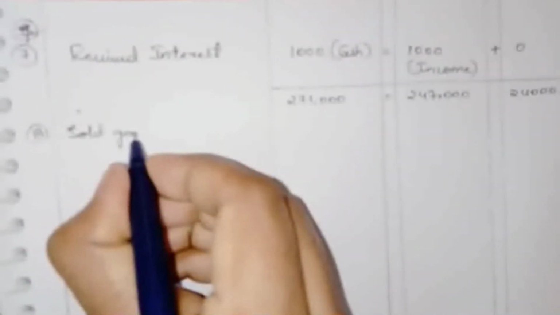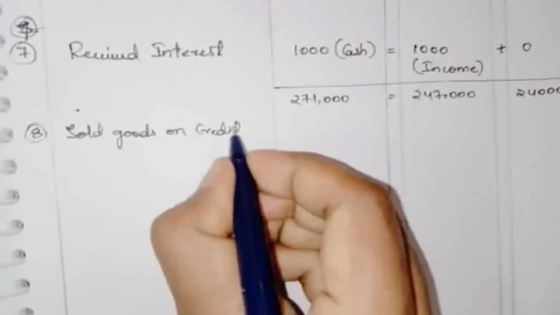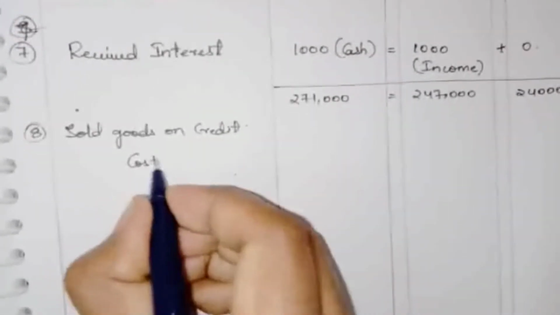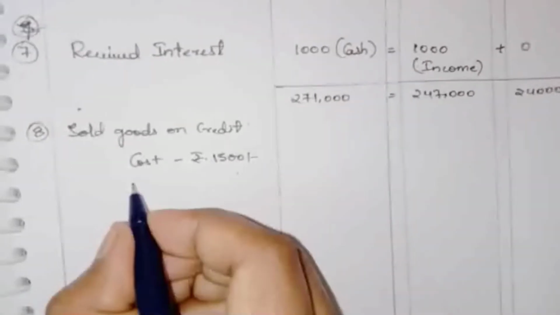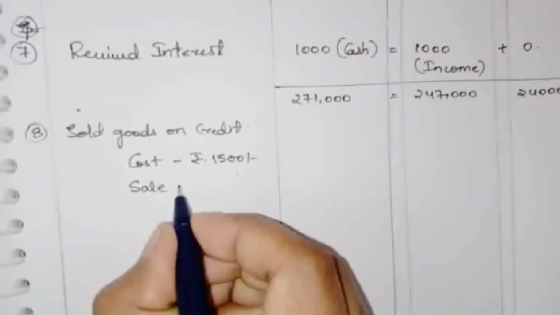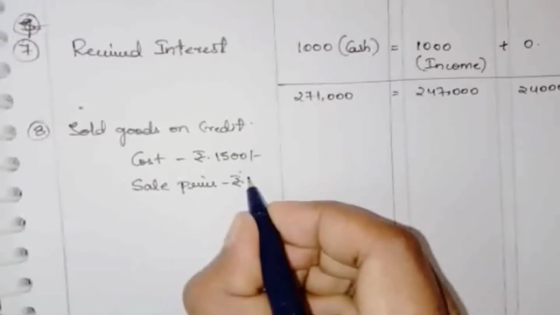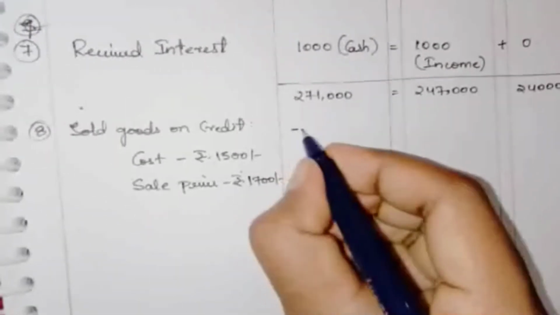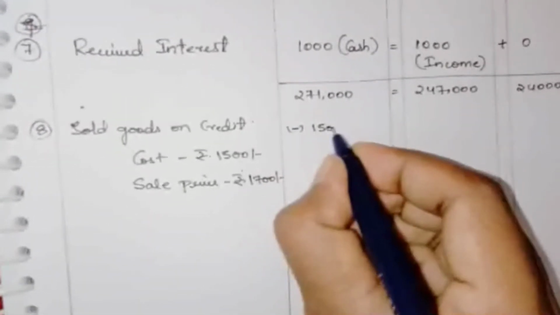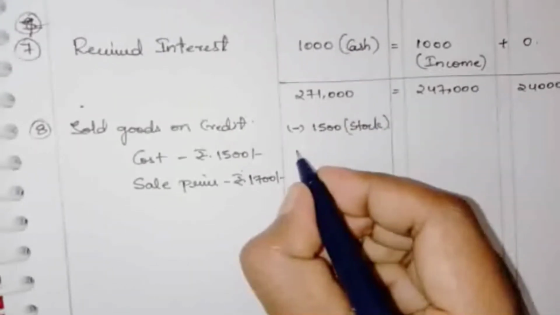The next one, sold goods on credit. The stock cost is 1,500, but the sale price is 1,700. So we had sold the goods at a profit of 200 rupees. Therefore sale price 1,700, so the profit will be 200. Okay, stock is going out at a cost of 1,500.